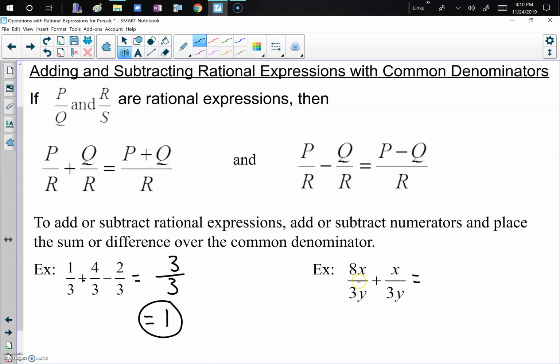For our second example, even though we see x's and y's, the rules work the same way. I do have a common denominator of 3y, and I would go ahead and add across the numerator. 8x added with 1x is 9x. And then again, I want to simplify. Here I can notice that there is a common factor of 3 here. 9 is 3 times 3. So I can cancel out that common factor of 3, leaving me with 3x over y.